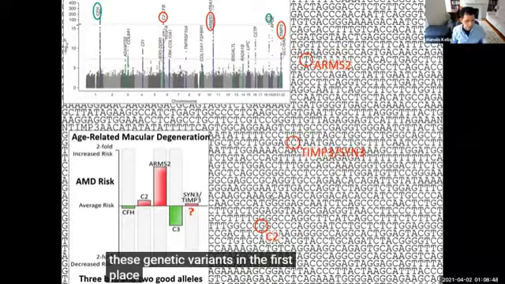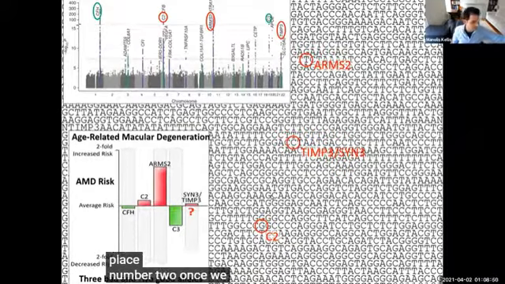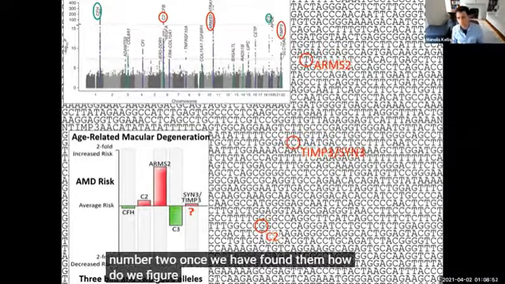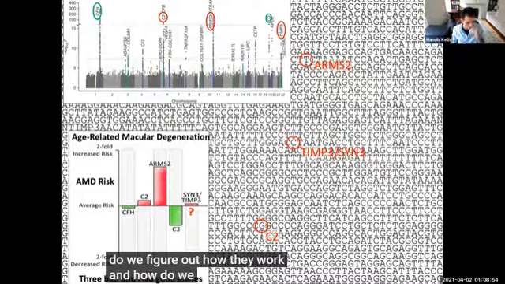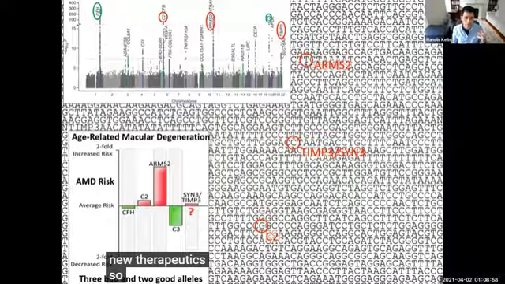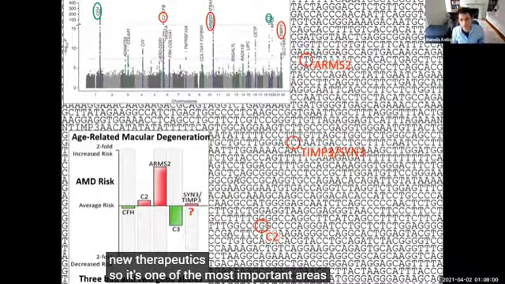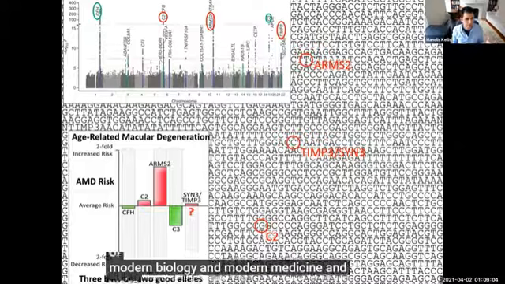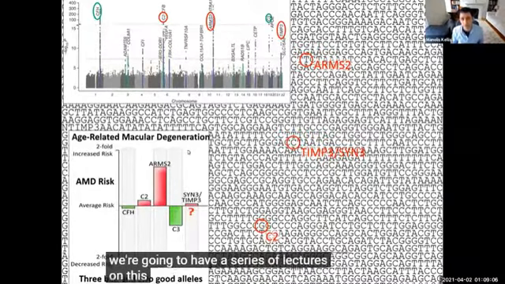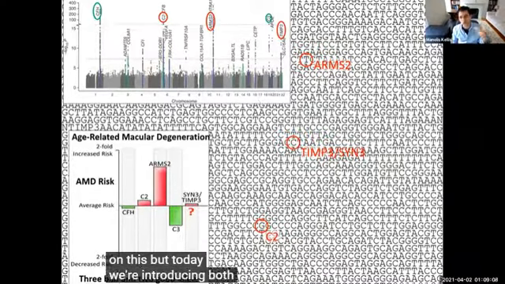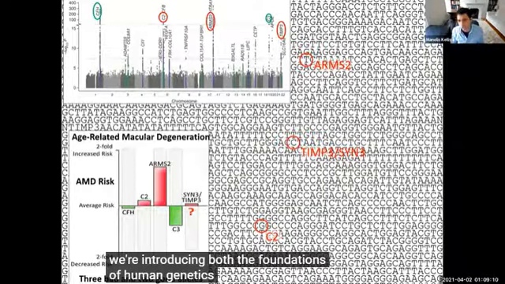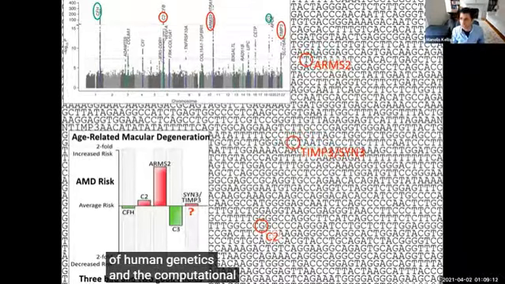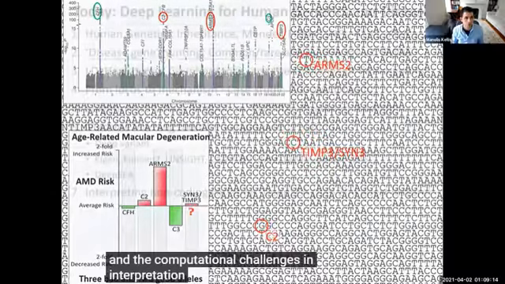variants in the first place? Number 2, once we have found them, how do we figure out how they work? And how do we use them to then develop new therapeutics? So it's one of the most important areas of modern biology and modern medicine. And we're going to have a series of lectures on this. But today, we're introducing both the foundations of human genetics and the computational challenges in interpretation.